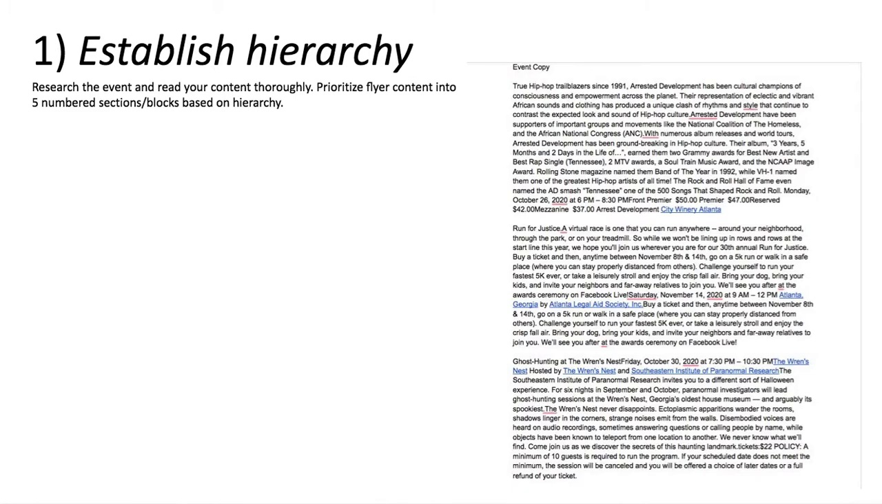Establish hierarchy. Research the event and read your content thoroughly. Prioritize flyer content into 5 numbered sections, blocks based on hierarchy. So what you're going to do is you have 3 options and you're going to pick one event and then you're going to find the 5 numbered sections. So you'll find a title, the second hierarchy, third, fourth, and fifth.